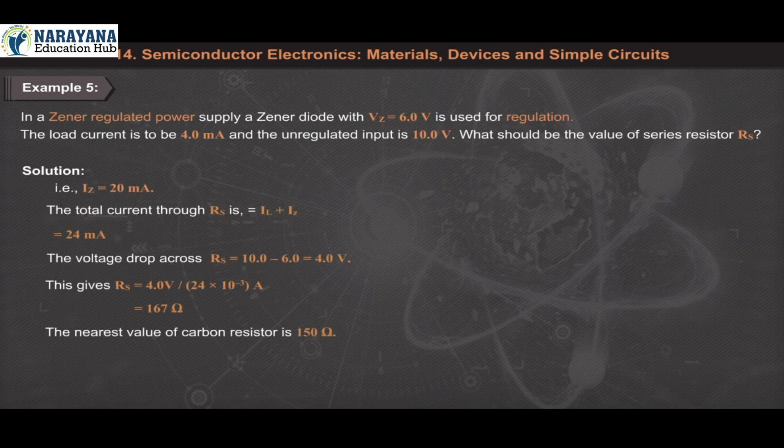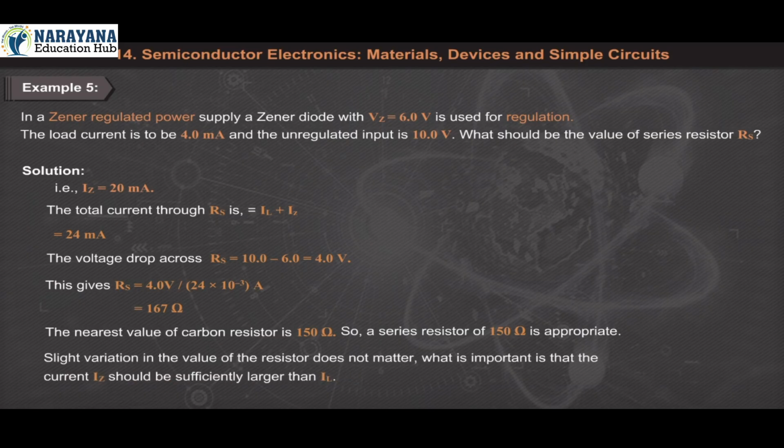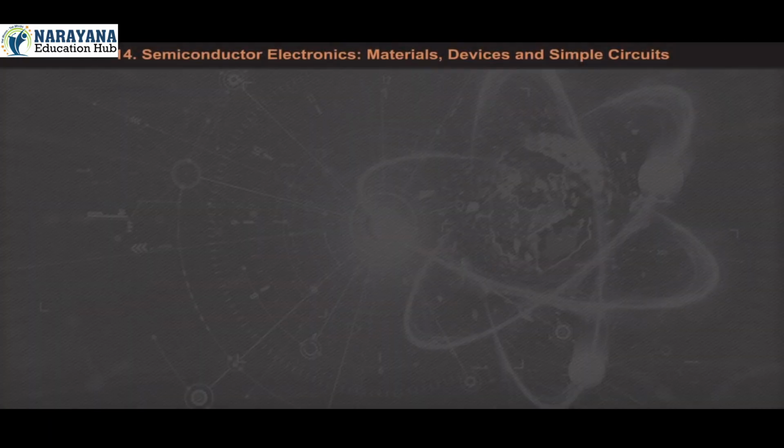167 ohm. The nearest value of the carbon resistor is 150 ohm. So, a series resistor of 150 ohm is appropriate. Slight variation in the value of the resistor does not matter. What is important is that the current Iz should be sufficiently larger than IL.